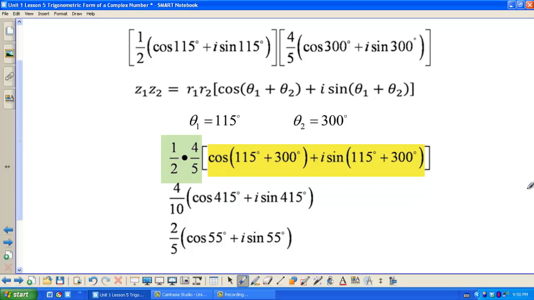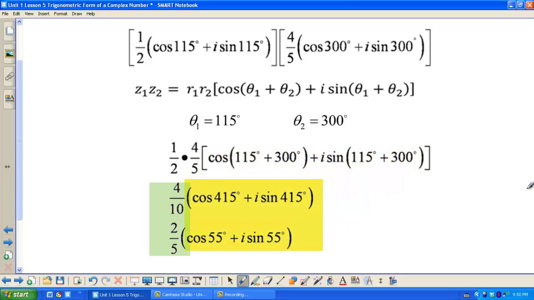And then I simply take 1/2 times 4/5 to get 4/10, and that reduces to 2/5. And 115 plus 300 is 415. And I just want you to know that 415 is not incorrect, but when you look at back of book, they put 55 degrees. Why? Because they're coterminal. Either would be correct even if you kept your answer as 415.